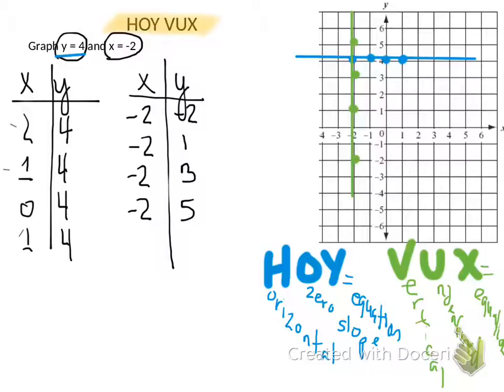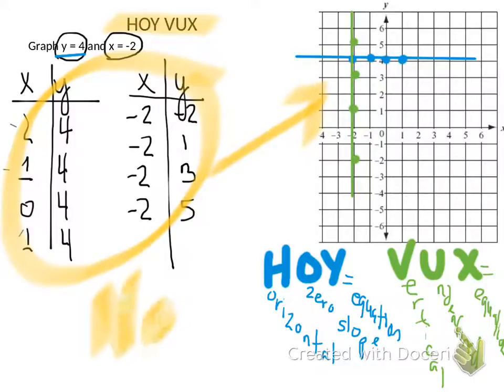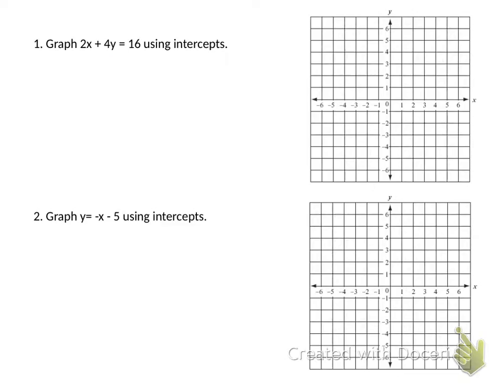Now, do you have to make a table to be able to make the graph? No. You should be able to use these hints of OI VOOX in order to skip making the table. But you do need to understand where those values come from. All right, moving on. Now this is the second part, the part that I said would be new to you. Making a graph using intercepts.